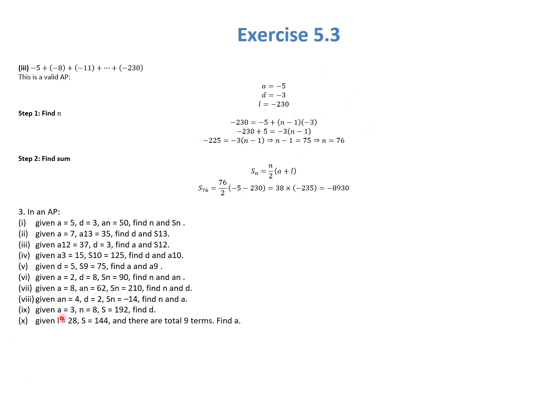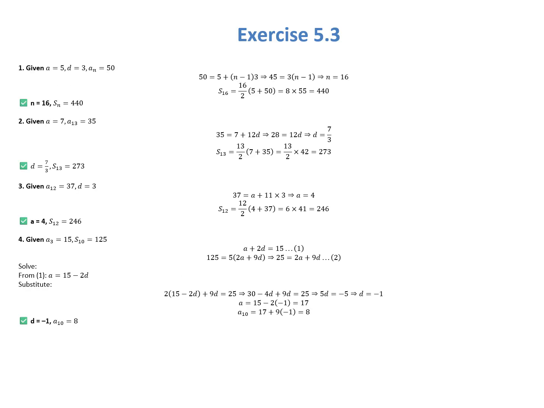Now we have a set of 10 questions here. So we are given a, d, and the nth term is equal to 50. We have to find the n and the sum. So we have to find multiple things here. We'll solve each one of them individually in the next slides. So we'll move to the next slide.